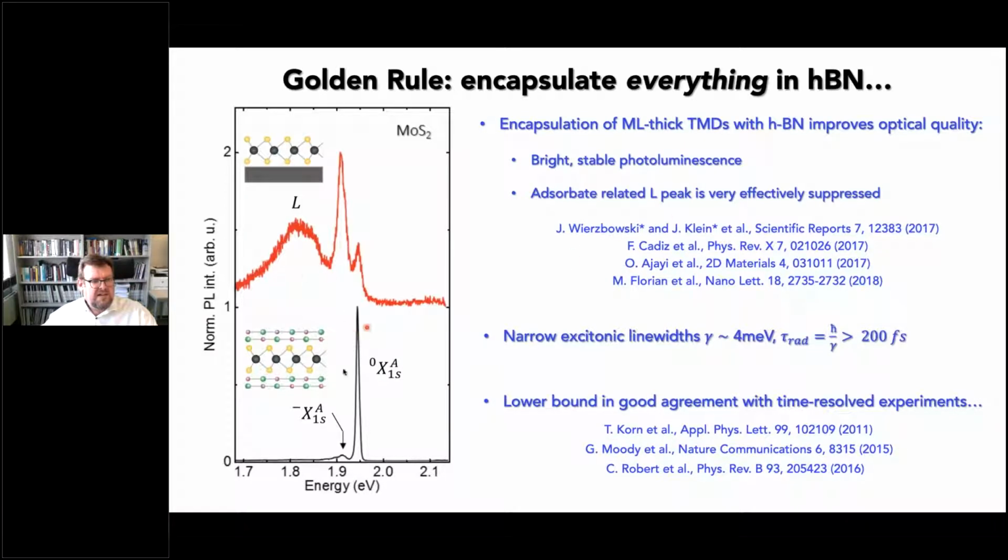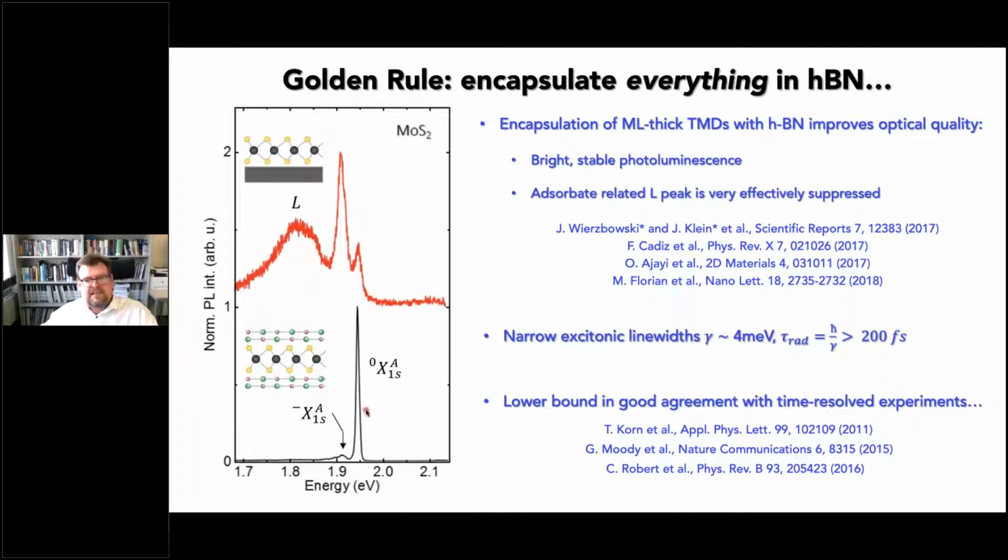Just to fill in the references in case you're interested, these are the references for this material. This is from our work, but actually many other people did the same thing a couple of years ago. There's been a lot of beautiful work with time-resolved luminescence to establish that the best samples in the world now, by many groups, are almost relatively limited.